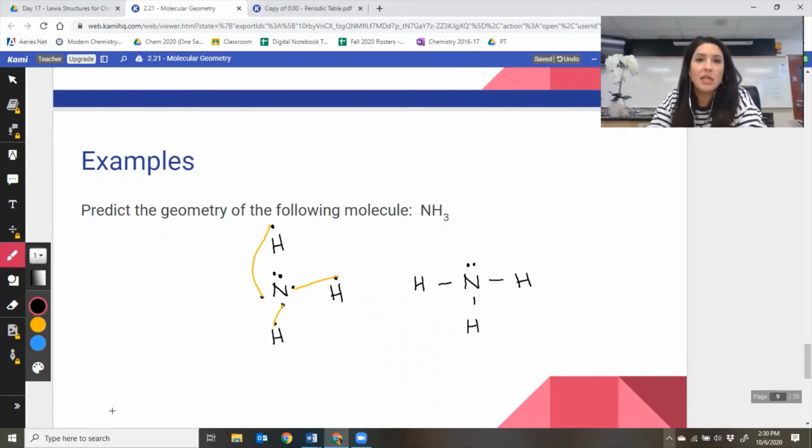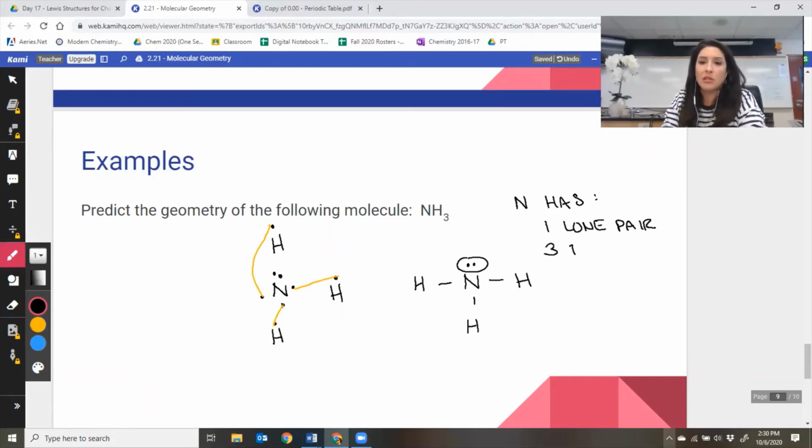And I want to stop sharing for a second because I'd like to show you what this looks like in 3 dimensions. But let's count up our regions of bonding and our regions of non-bonding electrons. So nitrogen has 1 lone pair region right here, one set of lone pair electrons touching the central atom, and 3 bonding regions. So 1 lone pair and 3 bonding regions. All right, let's see what this looks like. So once again, I have 3 hydrogen atoms. I'm going to represent them in blue.